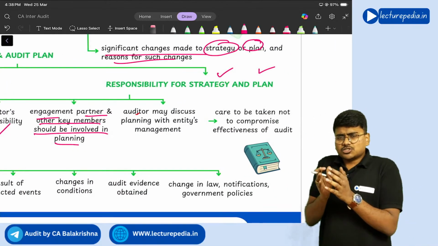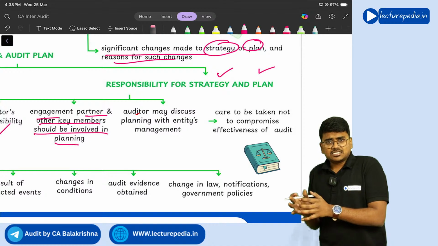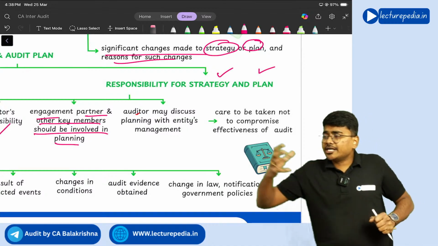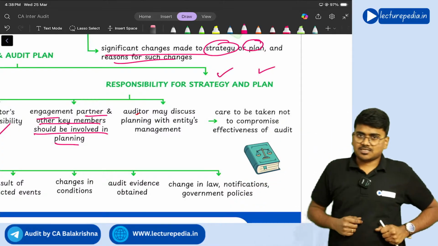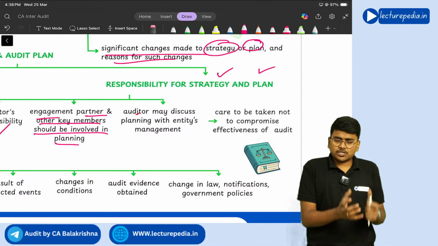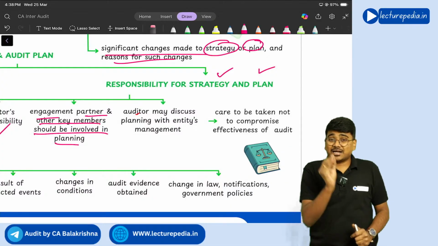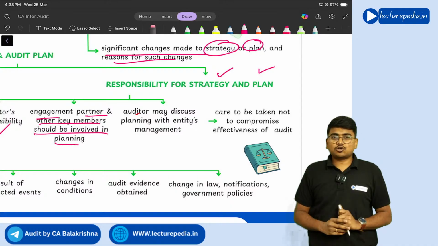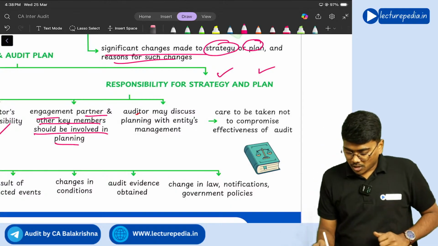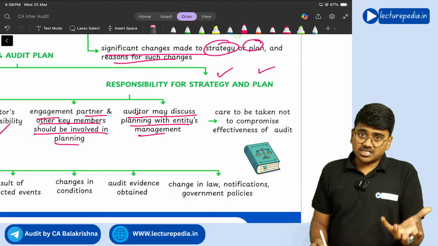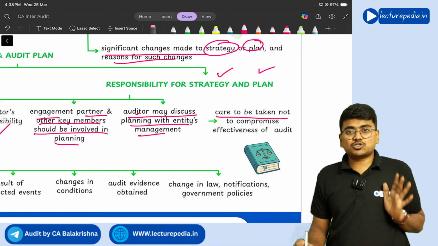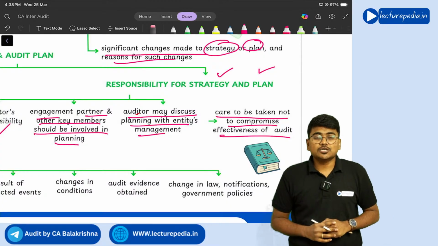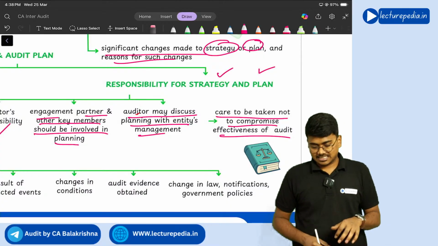And this audit plan and audit strategy which has been developed by the auditor, can this be communicated to management? The answer is yes. You can communicate your audit plan and audit strategy to management, but care has to be taken that effectiveness of audit doesn't get compromised. Okay, so the auditor may discuss planning with the entity's management, but care has to be taken not to compromise on the effectiveness of the audit. Got it? Yes.